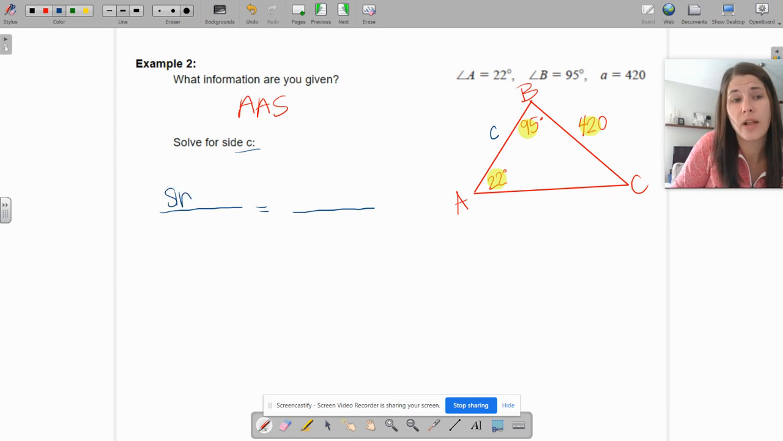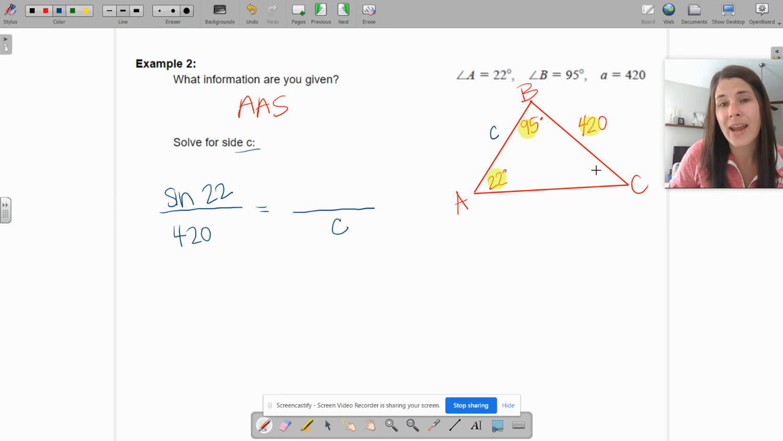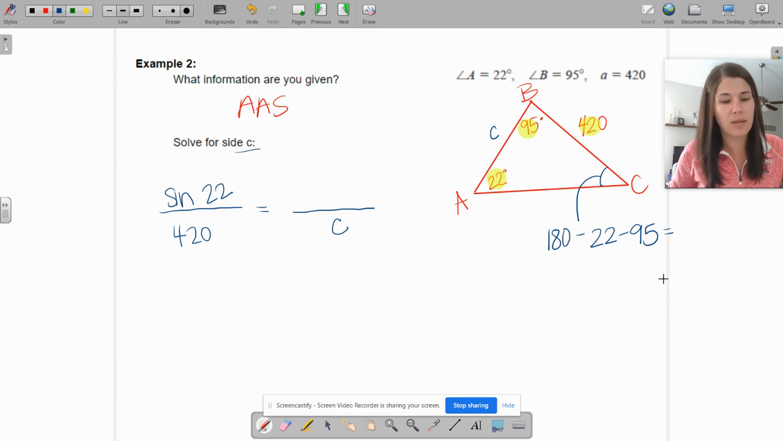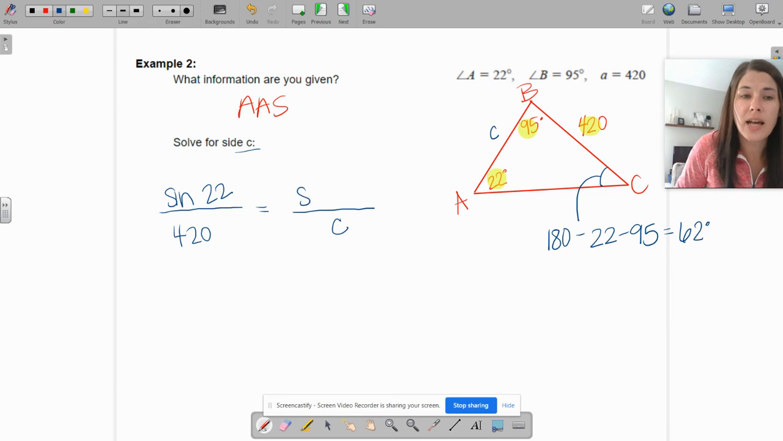So I have the sine of angle A, so the sine of 22 degrees over 420 equals, now I'm looking for side C. Again, I wasn't given angle C, but that's something we can easily find by taking 180 minus 22 and minus 95. So angle C here, if I type this in, it would be 62 degrees, right? So if this is 62 degrees, then I can just take the sine of 62 over C, and there's my completed formula.